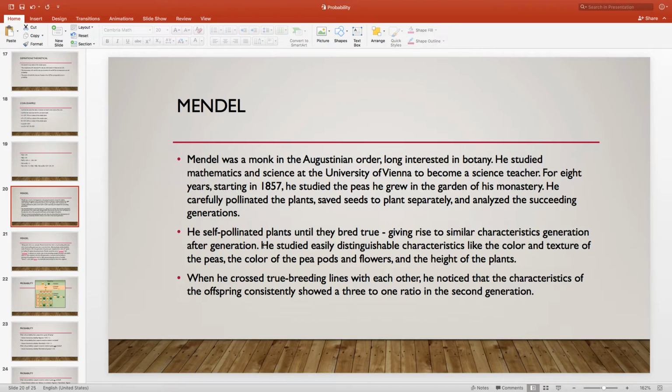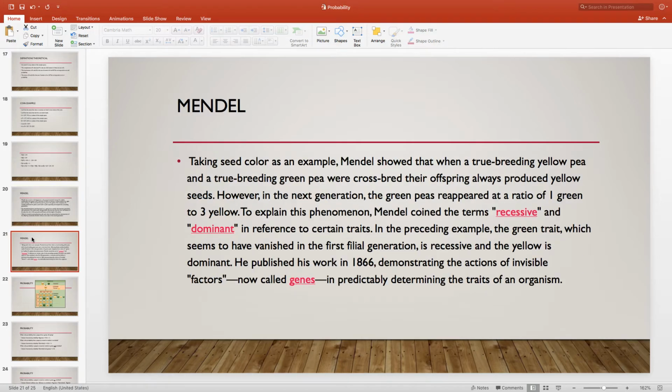He studied easily distinguishable characteristics like color and texture of the peas and flowers. And this ultimately led up to the development of genes and genetics, heredity, how it's passed on in biology. And when he crossbred true breeding lines with one another, he noticed something interesting. The characteristics of the offspring consistently showed a 3-to-1 ratio in the second generation.